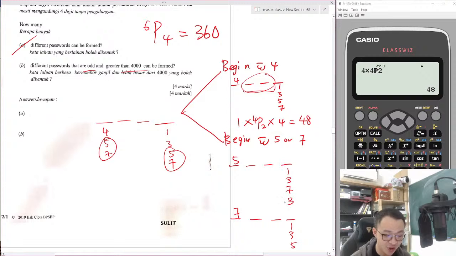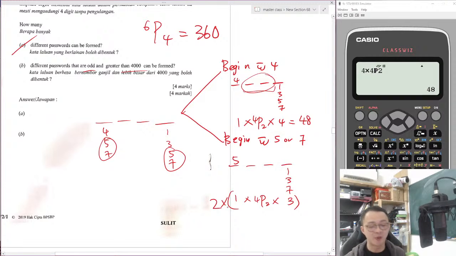So here will be 3 choices, here will be 1 choice, and the middle is still the same. 4 numbers still left, I will choose 2 here. They multiply. And realize both of these will be the same here. So basically, this is the reason why I use the same value here and multiply 2, because when you begin with 5 or begin with 7, both will give you the same value here. So then I type in the calculator.